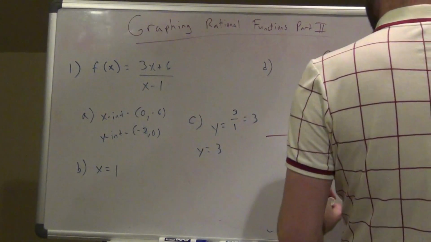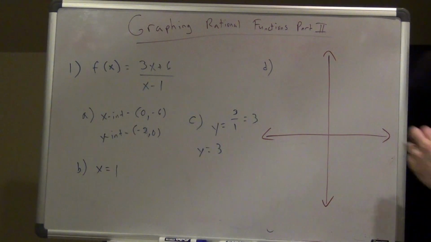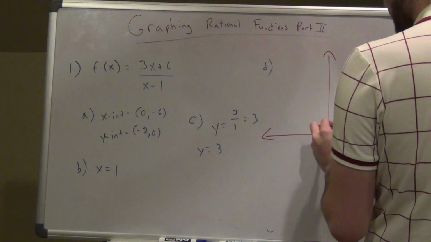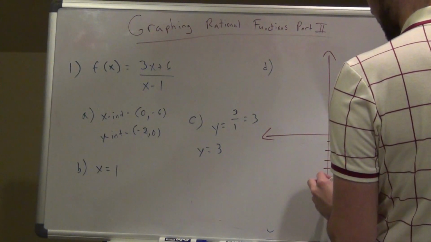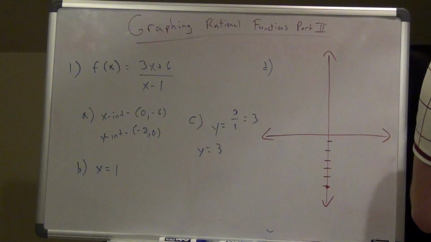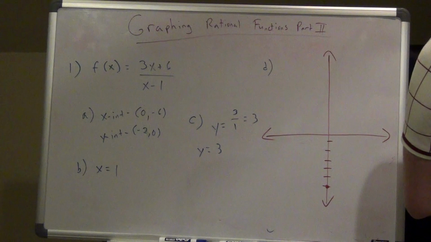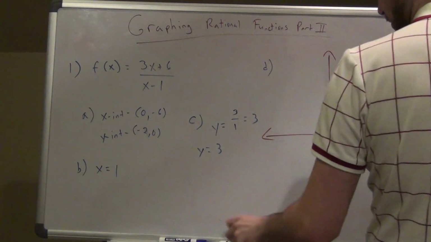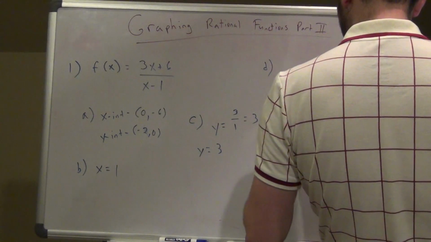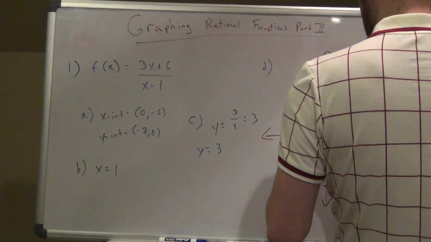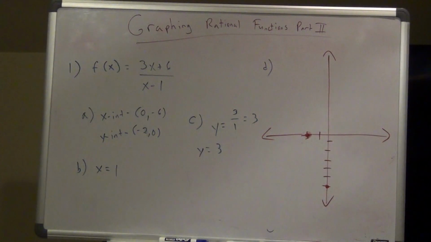All right? So we got this here. Let's first plot my x-intercepts and y-intercepts. My y-intercept is 0, -6, so I'm going to go 1, 2, 3, 4, 5, 6. There's that one there. And then my x-intercept is going to be -2, 0. So I'm going to go -2 and then stay on the x-axis, 0. All right, so there's my 2 points.